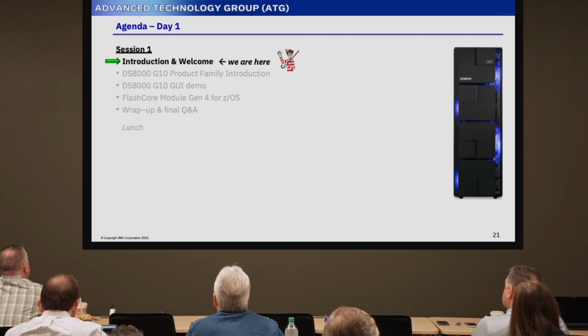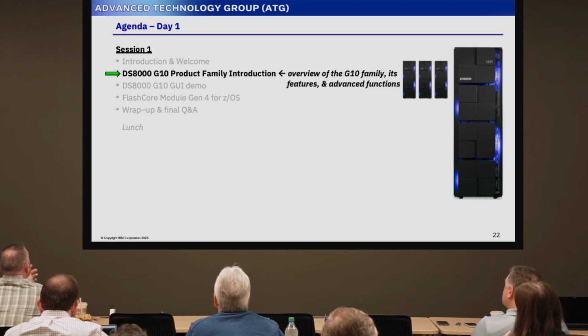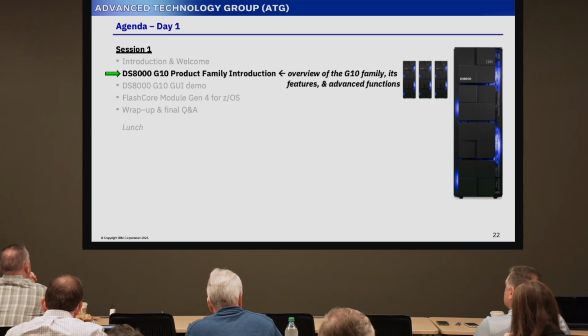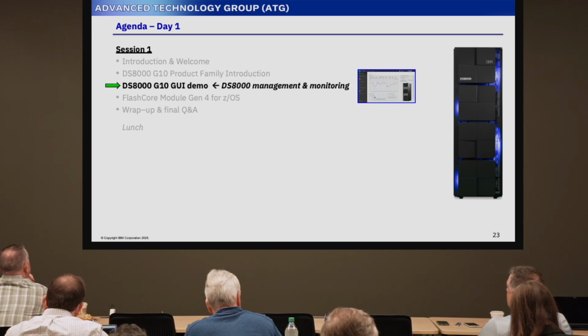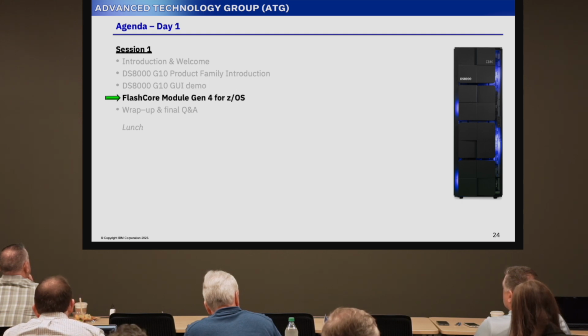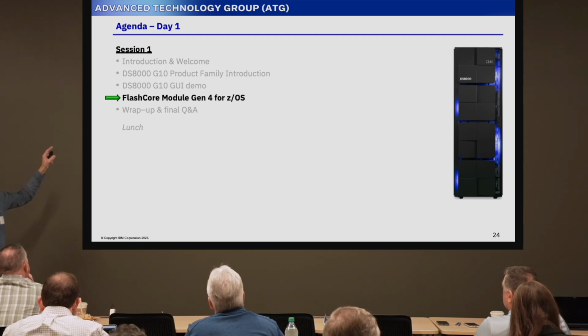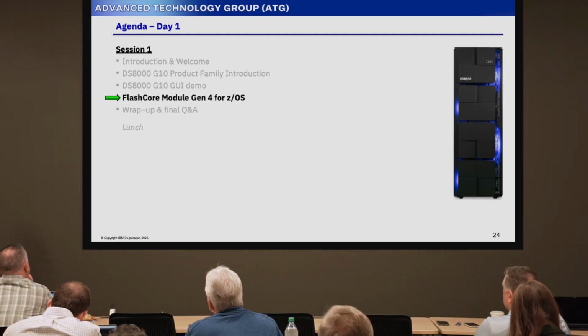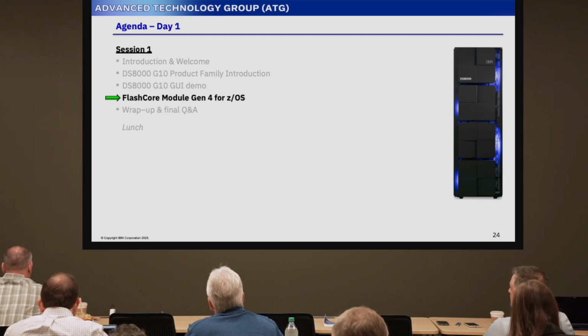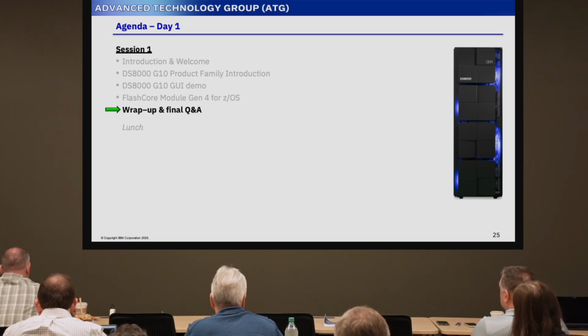All right, so what are we going to do? Well, we are here in the introduction and welcome. And then when we get kicked off here, Tom and Brian will give you an overview of the product family, the features and functions, kind of at a higher level. We'll have a GUI demo, which I think Dan's going to do. And then Flash Core Module Gen 4 for z/OS. So we've taken the Flash Core module from FlashSystems, and it's now available in the back end of the DS8000. This is new with the G10 model. And then we'll wrap up.